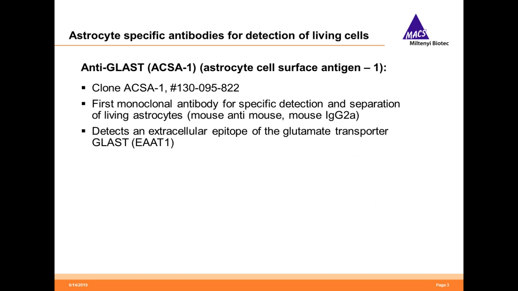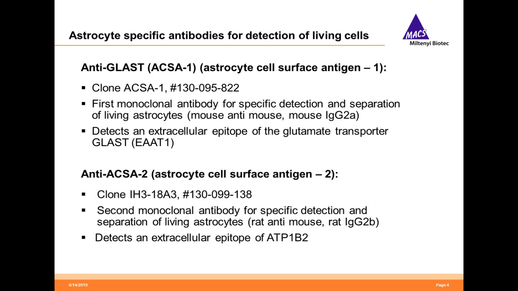So, the anti-GLAST antibody was the first antibody that allows for a specific detection and separation of living astrocytes, as it detects an extracellular epitope of the glutamate transporter GLAST, which is also called EAAT1. We call this antibody also AXA1, which means astrocyte cell surface antigen 1.